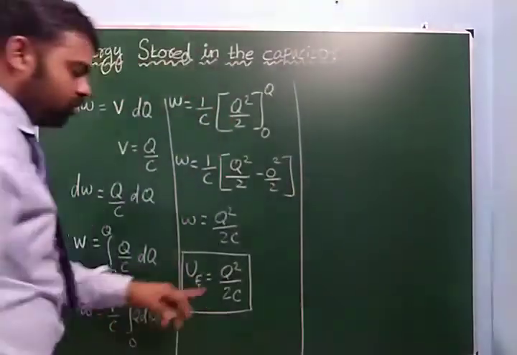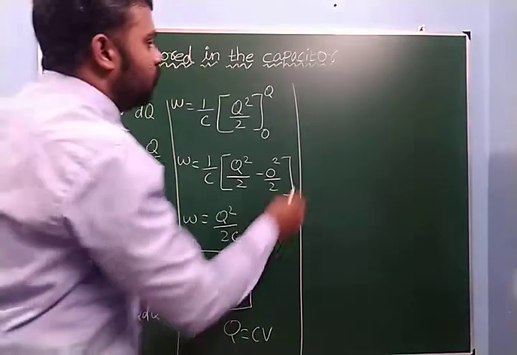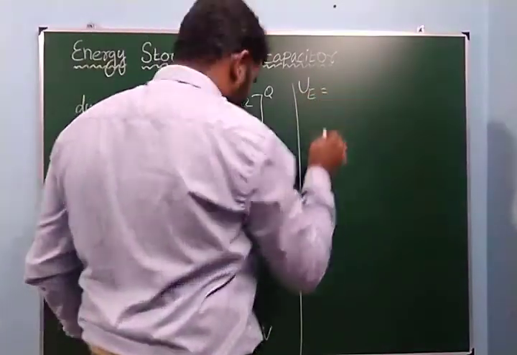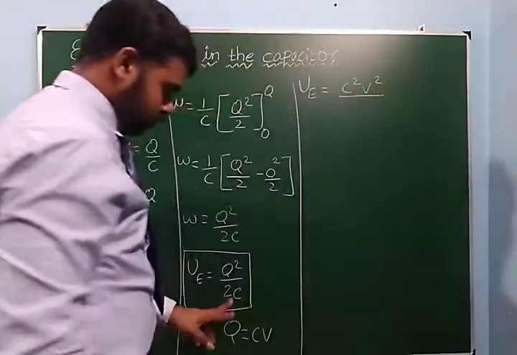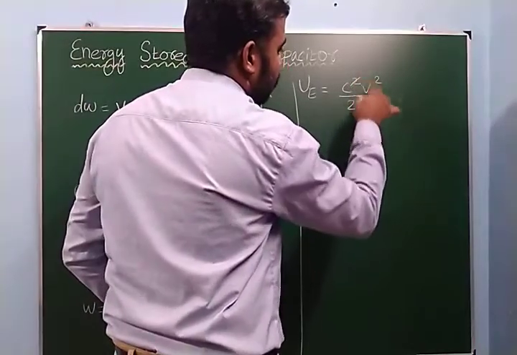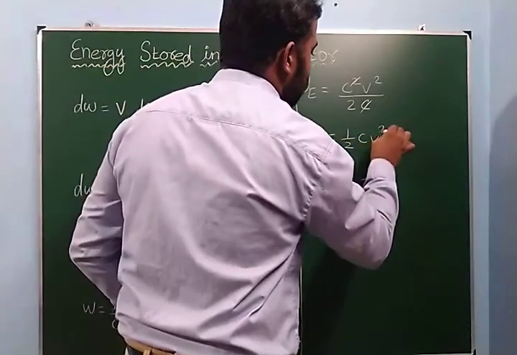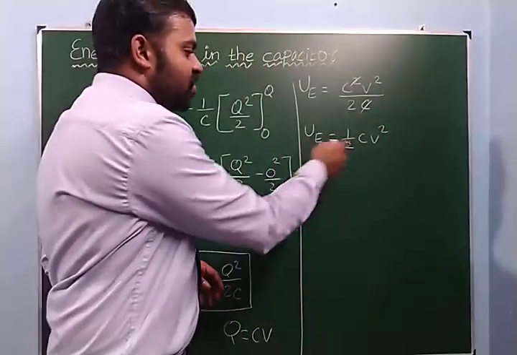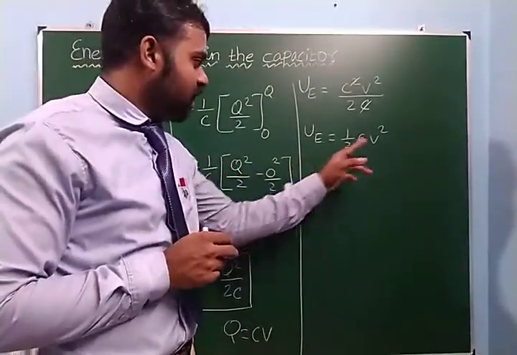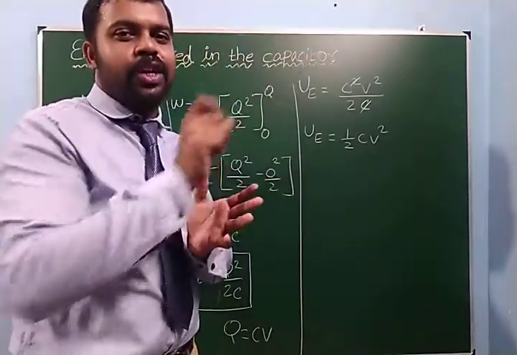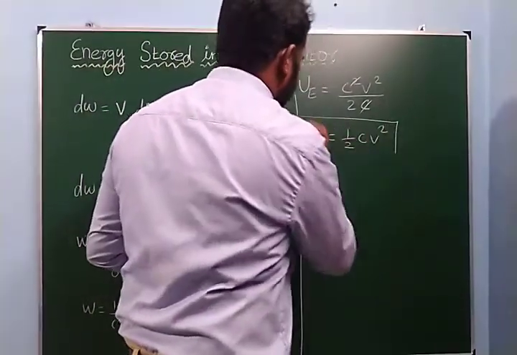We know the other equations. Q can be written as Q is equal to CV. Substituting here, the electrostatic energy U is equal to Q square, which means C square V square, by 2C. It cancels. So the electrostatic energy stored in the capacitor is 1 by 2 CV square. Hence electrostatic energy is directly proportional to the capacitance of the capacitor, and directly proportional to the square of the potential difference.